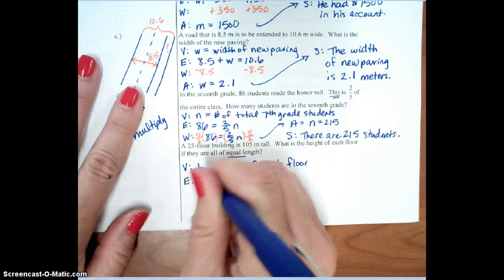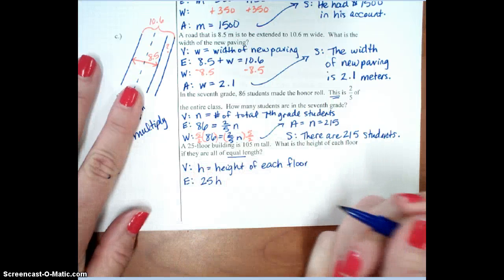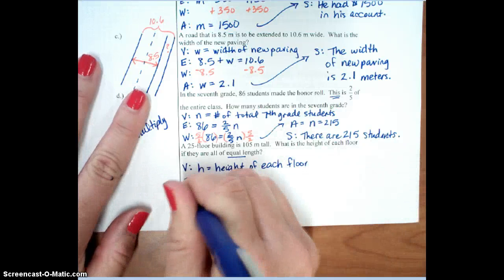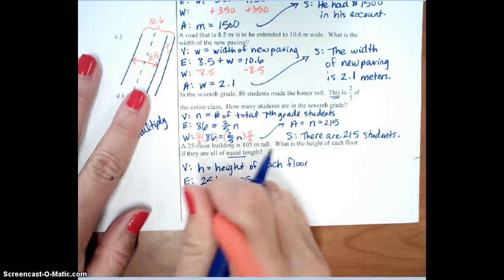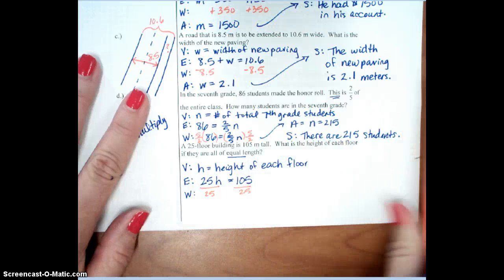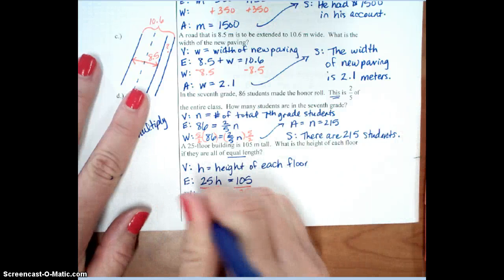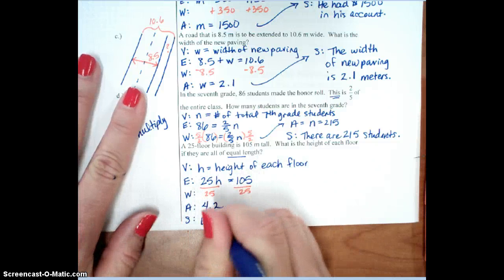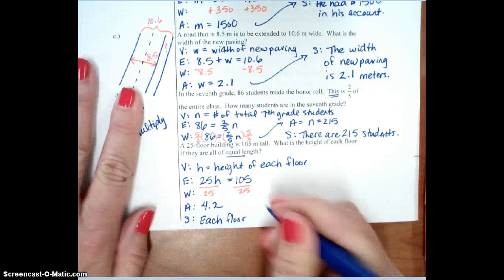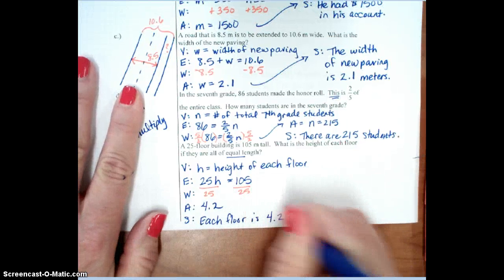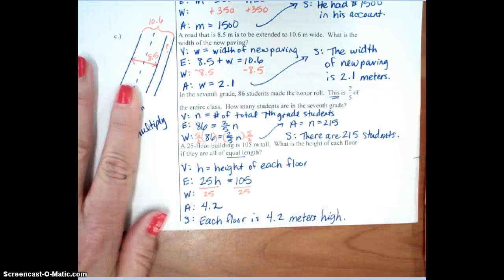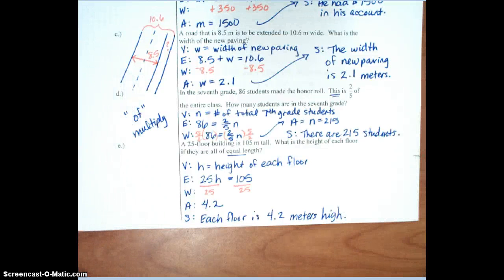So I'm going to set up my equation. I have 25 of those floors, so 25 heights equals a total of 105. Show some work, right? So I need to divide both sides by 25. And then for an answer, I get 4.2. So my solution is each floor is 4.2 meters high. All right, so that's the variable, equation, and solution for the first couple problems.